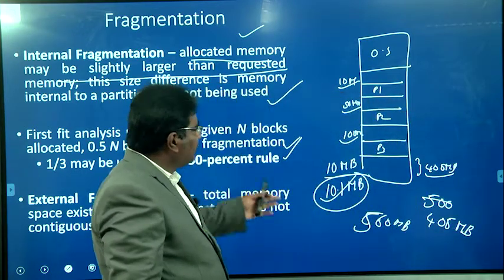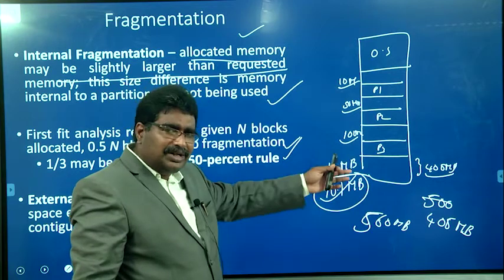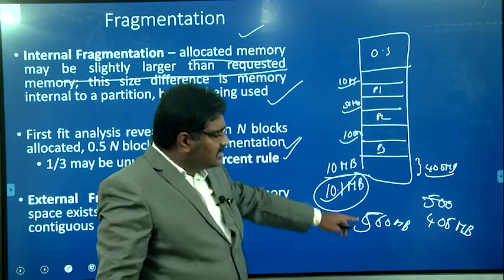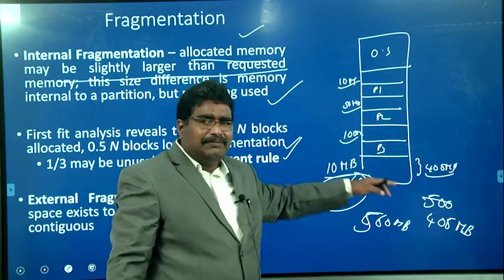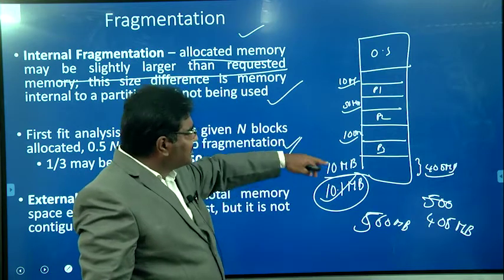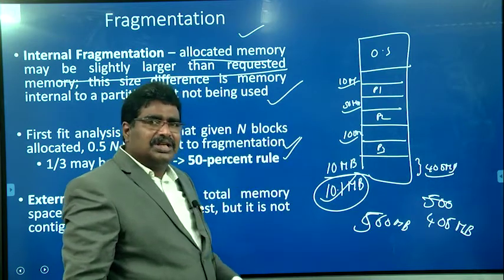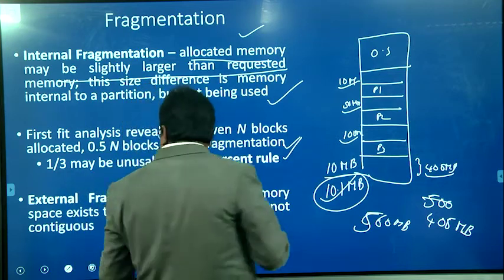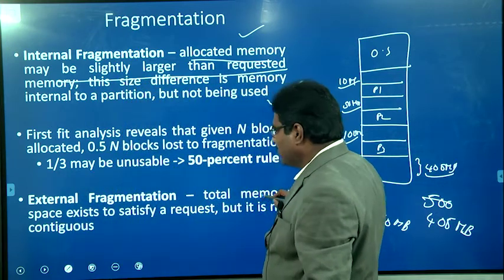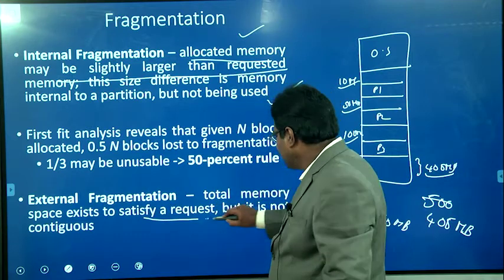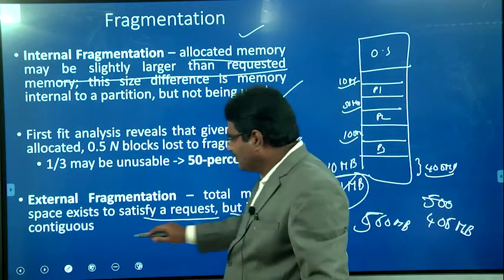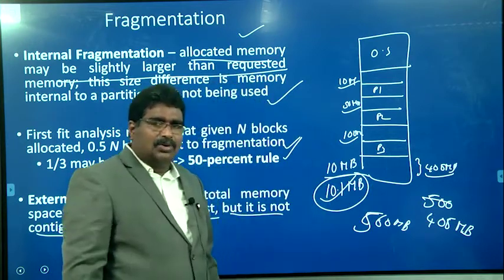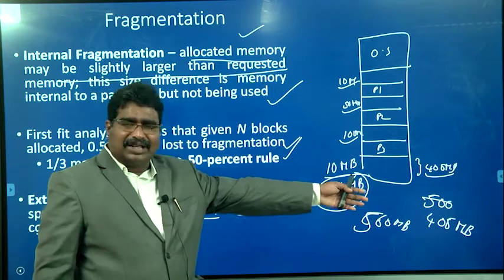Using contiguous memory allocation, is it possible to allocate? We need to allocate 405 MB of contiguous memory, but although the total free space available is 560 MB, these free holes are scattered in different locations. That is called external fragmentation. So the definition: total memory space exists to satisfy the request, but it is not contiguous. The free holes are available in different locations, and their total space is more than the required process size.